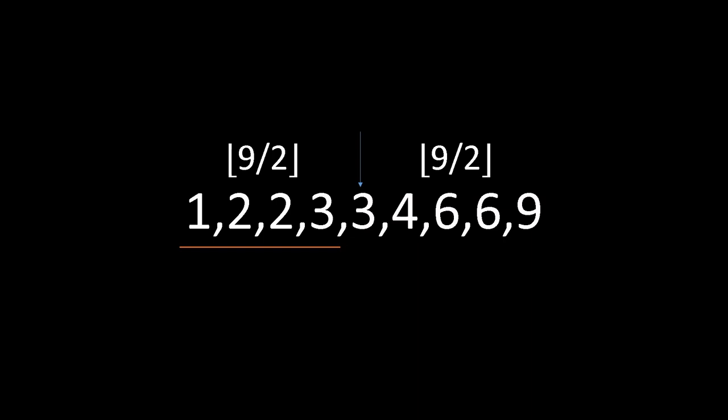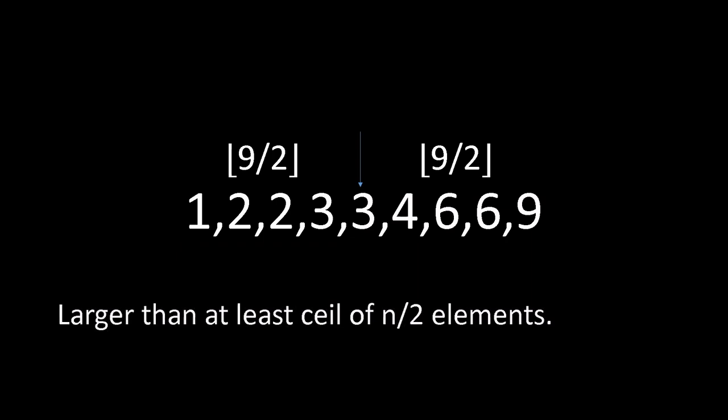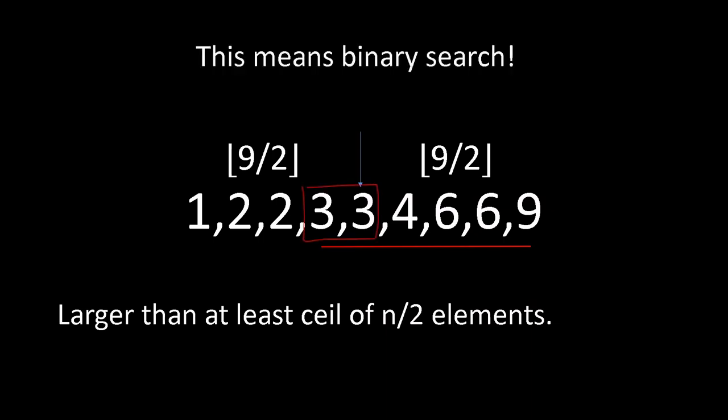Let's try to make a formal definition. For a number to be a median when n is odd, it has to be larger or equal to at least ceil of n over 2 elements, since we know that it's equal to itself as well. Now, what other elements have this attribute? The numbers that are larger than or equal to the median, meaning the median is the smallest value among numbers that possess equality. If you watched my last video, you'd immediately realize this means binary search is possible.